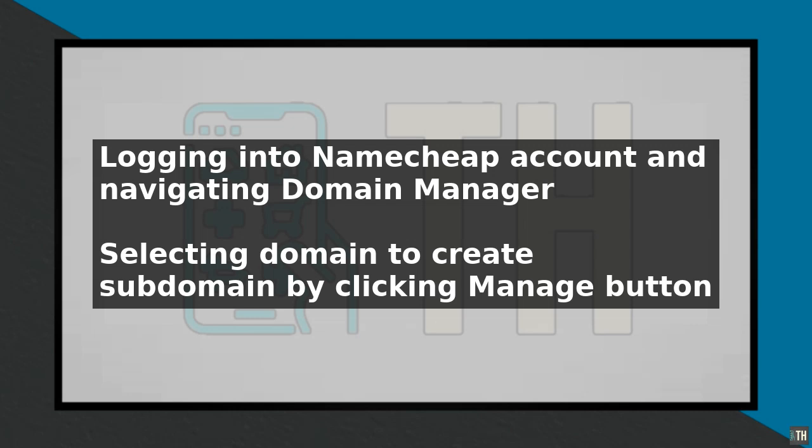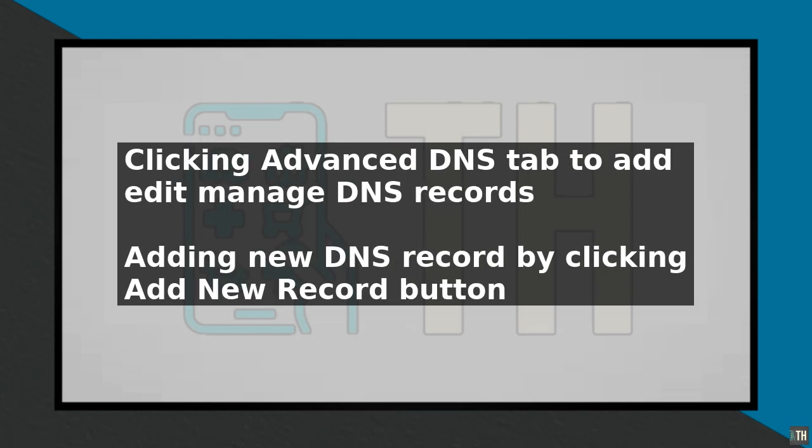In the Domain Manager page, click on the Advanced DNS tab. This is where you can add, edit, and manage DNS records for your domain. To create a subdomain, you need to add a new DNS record. Click on the Add New Record button.